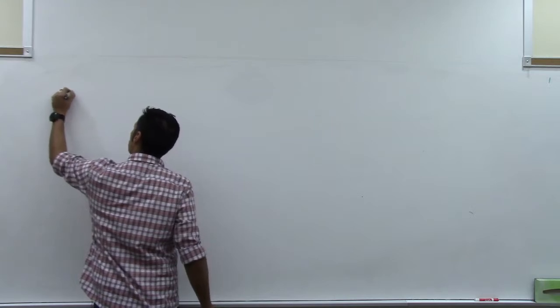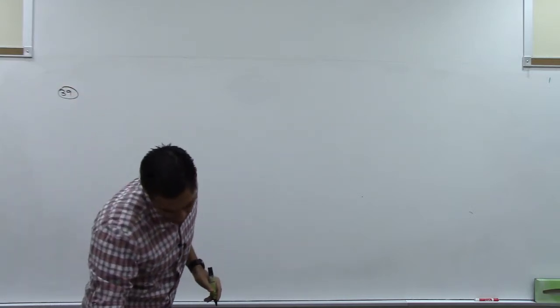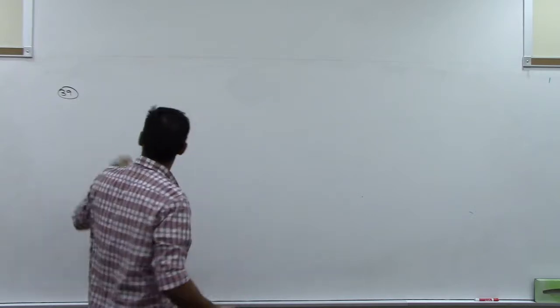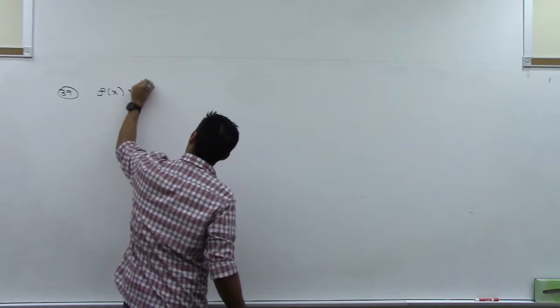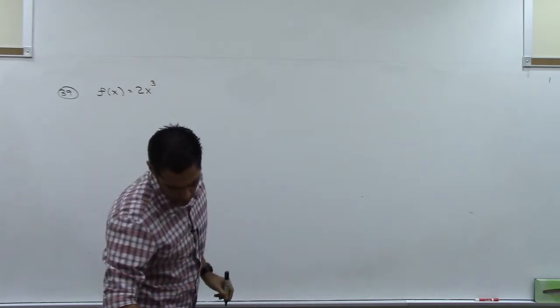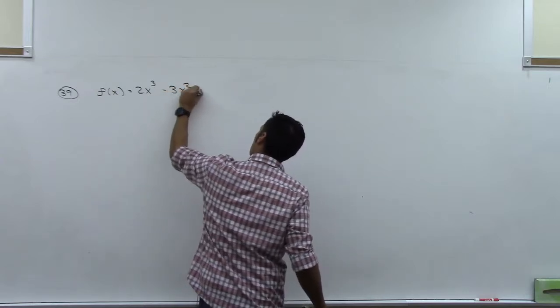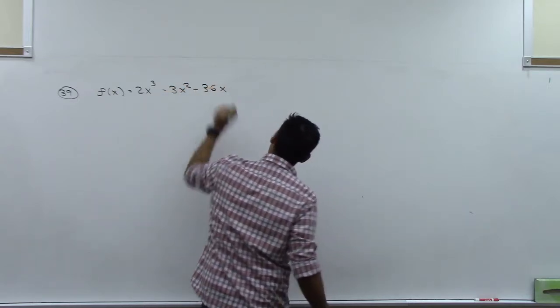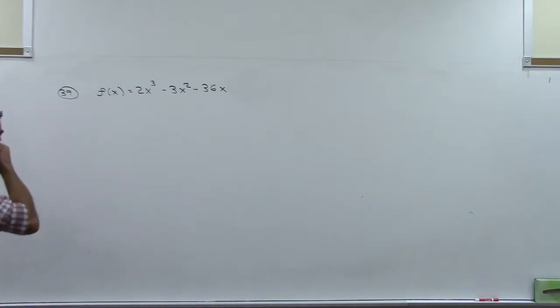new function. The function is f of x is 2x cubed minus 3x squared minus 36x. And we are asked to do the same thing. Where is it going up? Where is it going down? Any local extrema.